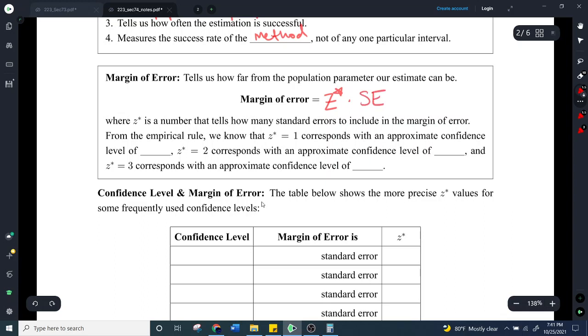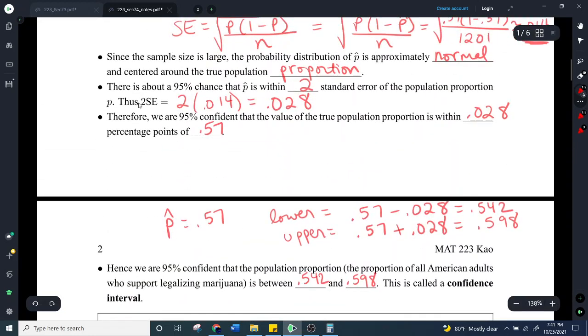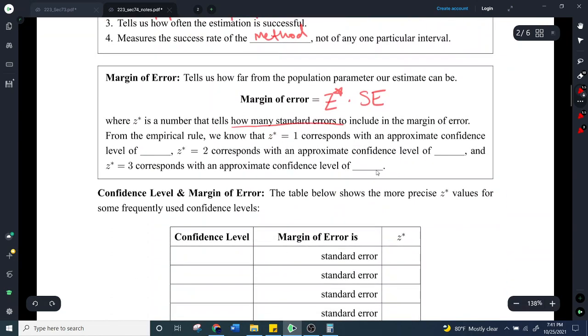So Z star is a number that tells us how many standard errors to include in our margin of error. In the last example, we went out 2 standard errors. So our Z star value in that last example would have been 2. From the empirical rule, so the margin of error rather, the Z star values that we're using are based directly on our empirical rule. So a Z star value of 1 would correspond with 1 standard error away.